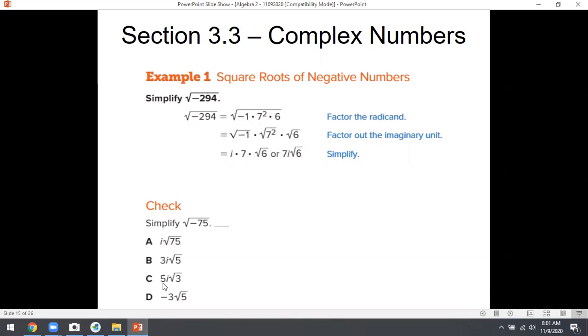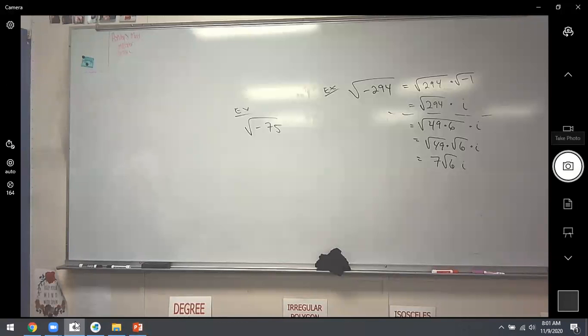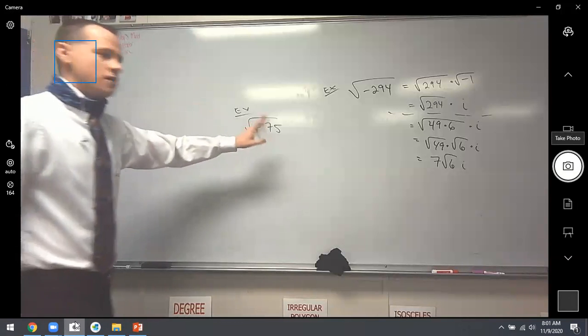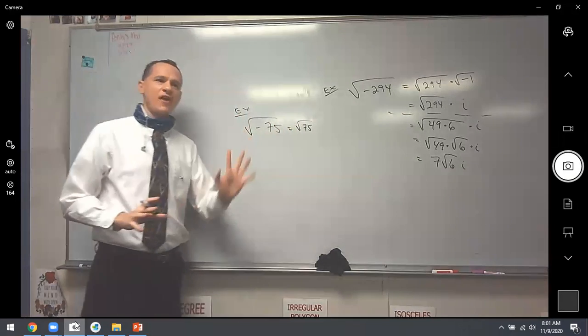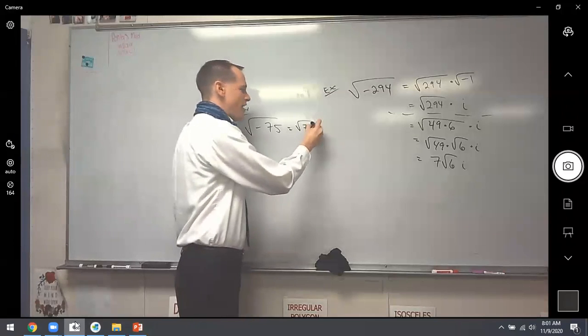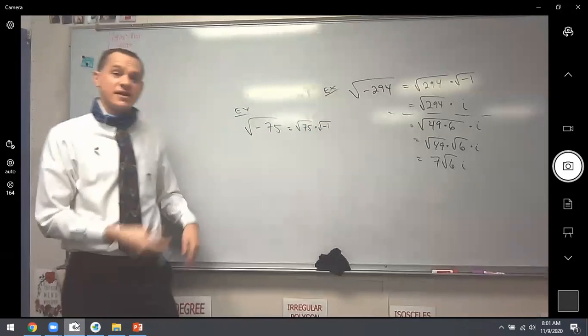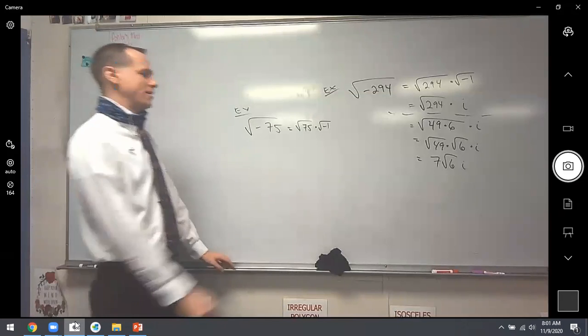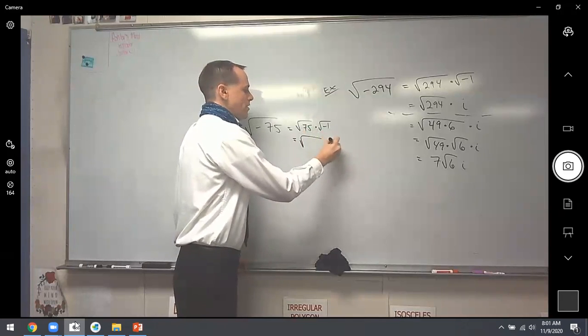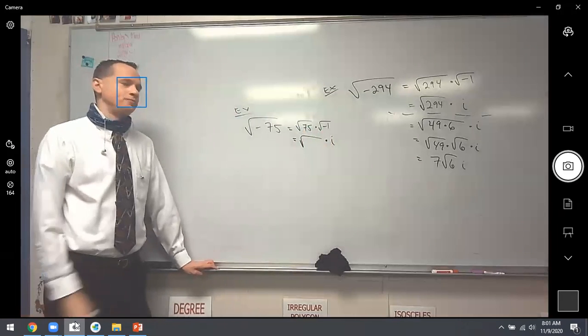Let's try this one out. Simplify the square root of negative 75. So there's another example. Now, right off the bat, that thing's negative, right? So you can break it into 2 parts. Leave the pretty part, 75. And we're going to take the negative off all by itself, and it's under its own root because I have a name for that. Square root of negative 1 has a name. It's called I, right? So the square root of the negative 1 is I.